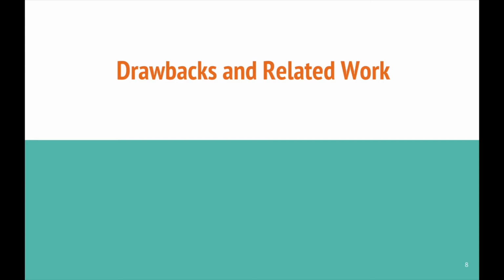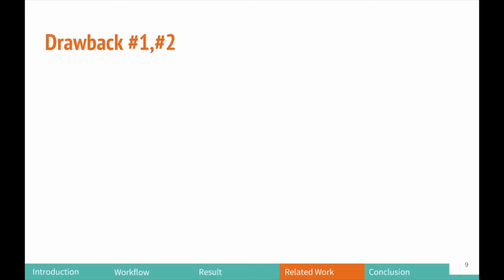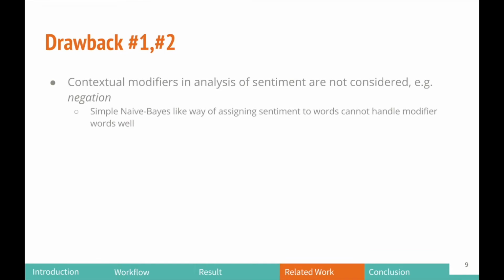Okay, so now let's talk about some of the drawbacks and how related work addresses them. In the 2004 paper, a naive-Bayes model is used. However, in the real world, the independence assumption of naive-Bayes does not really hold, and hence this model is unable to handle sentences in which contextual modifiers are present.